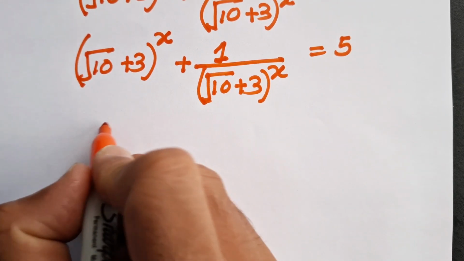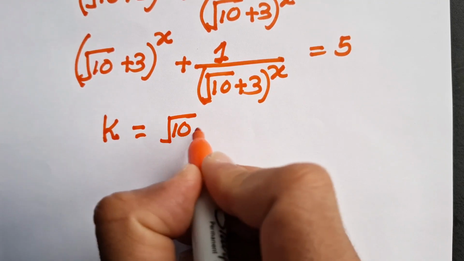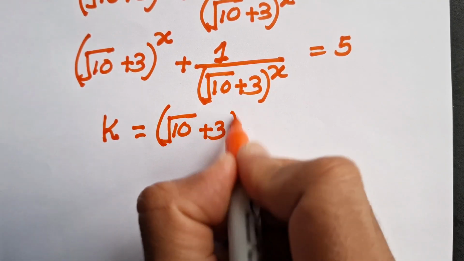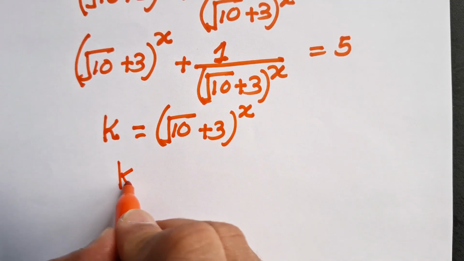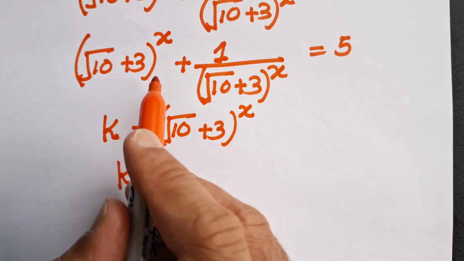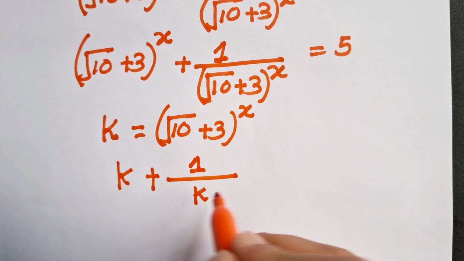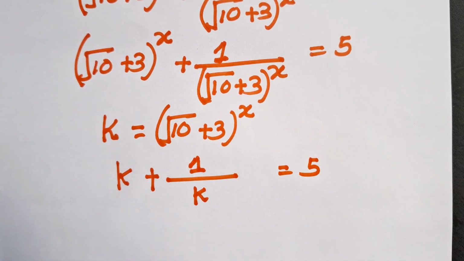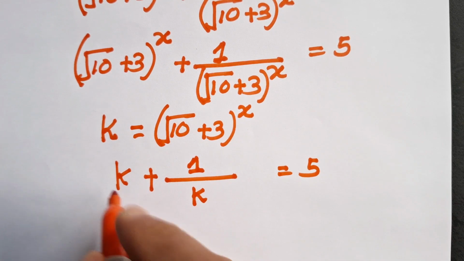So in the next step, I'm going to take a substitution. My substitution is k is equal to (square root of 10 plus 3) to the power of x. So here we have k plus 1 over k is equal to 5. Then I'm going to multiply both sides of the equation by k.